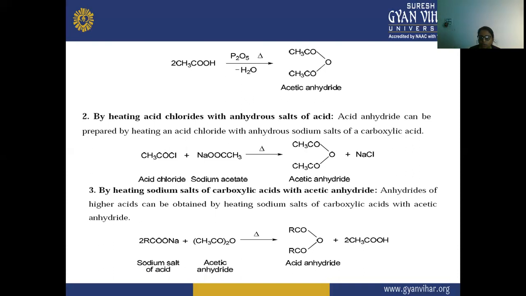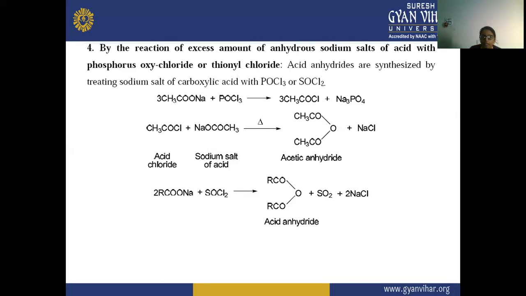Next, anhydrides of higher acids can be obtained by heating sodium salts of carboxylic acid with acetic anhydride. There is a formation of the acid anhydride plus acetic acid.